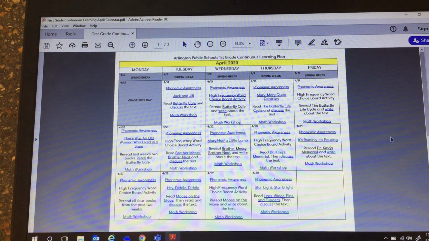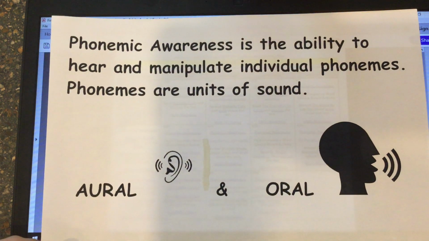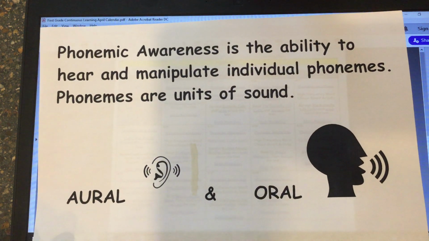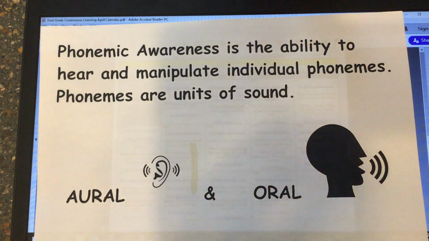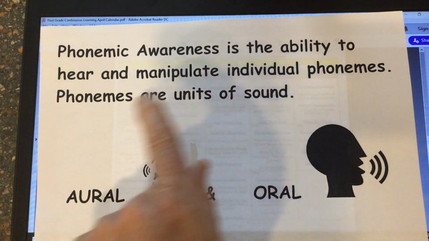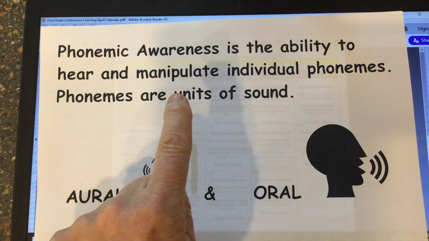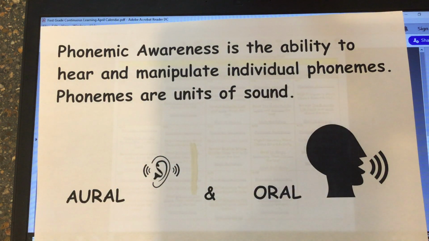I've been getting some questions about the phonemic awareness activities, so I thought I'd take this opportunity to go over some of them and offer some hints. For starters, let's just take a look at this slide I prepared to get to the heart of what phonemic awareness is. Phonemic awareness is the ability to hear and manipulate individual phonemes, and phonemes are the units of sound.